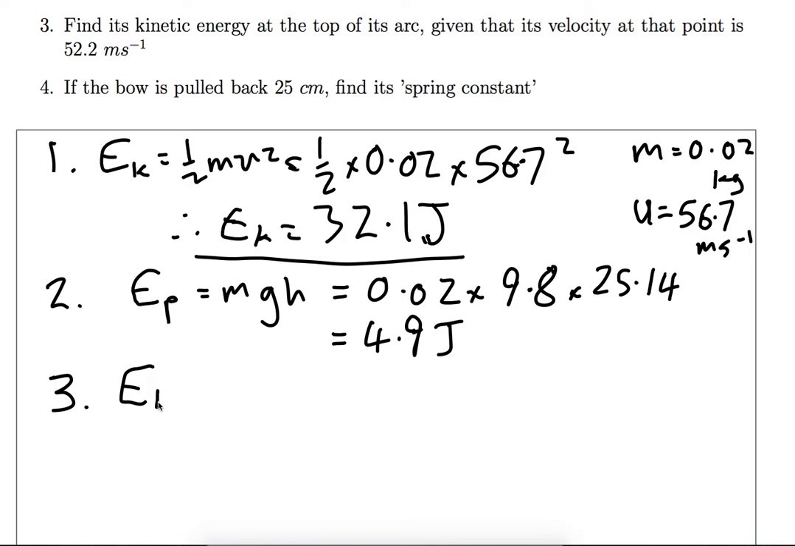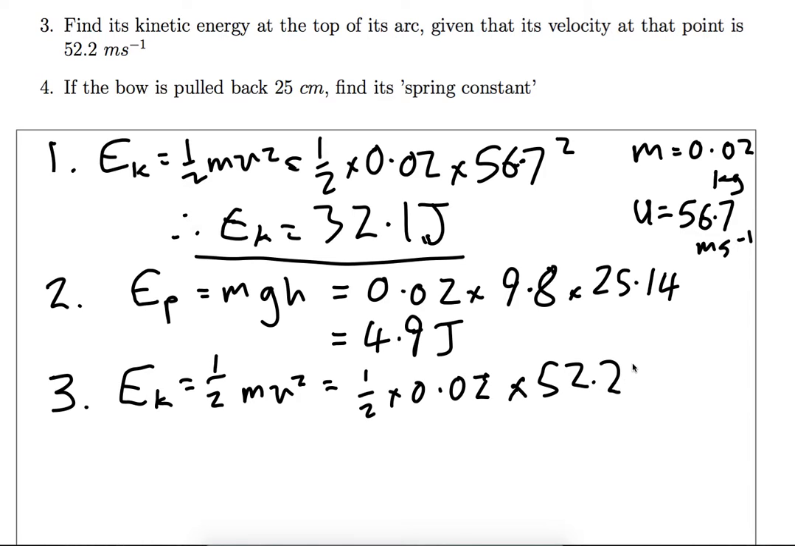So we just worked out the kinetic energy when it left the bow. We worked out that it used some of that energy to gain position. What's the kinetic energy now at the top of its flight? Half mv squared again, but with the same m, different v. A half times 0.02 again, but times 52.2 squared this time, is equal to 27.2 joules. That's the kinetic energy at the top.